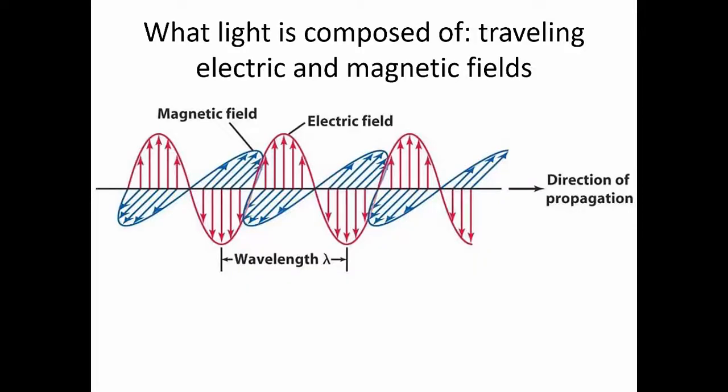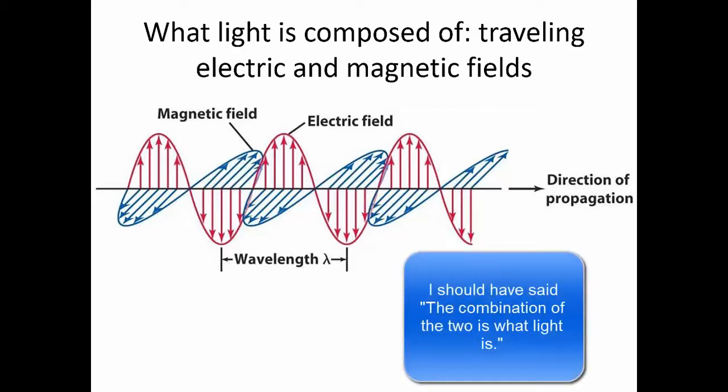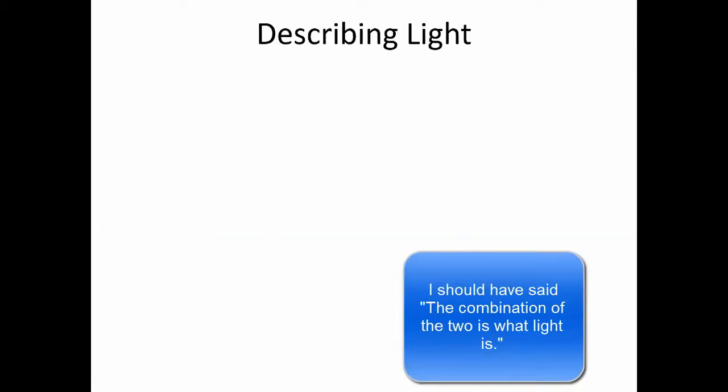Light is composed of traveling electric and magnetic fields. We haven't really learned what those are, but electric fields are produced by sometimes moving charges originally, or various other things. But at any rate, the combination of the two is what produces light. Things to describe light.